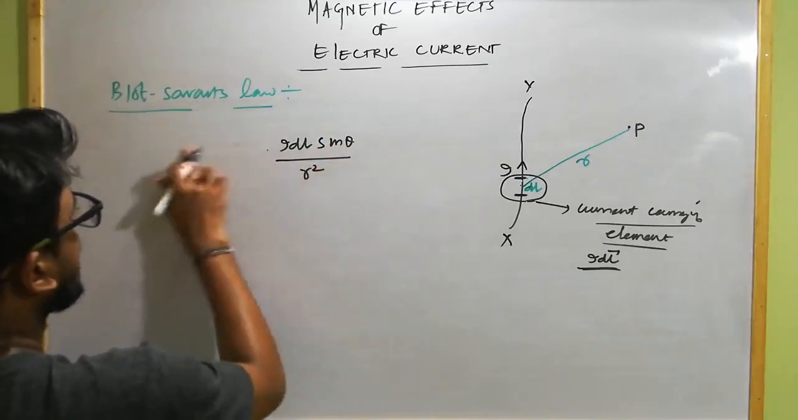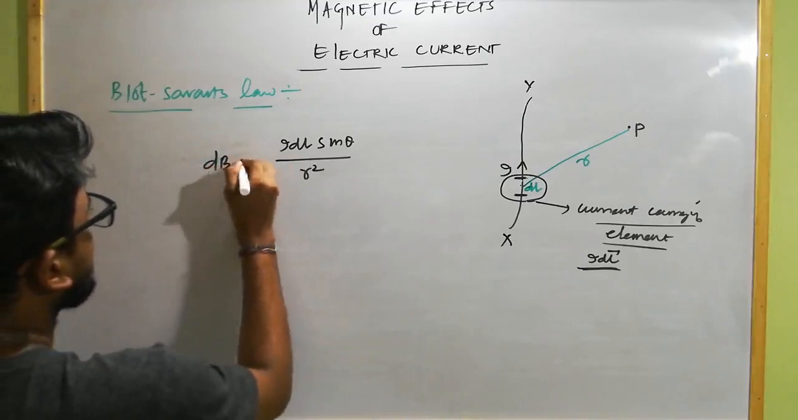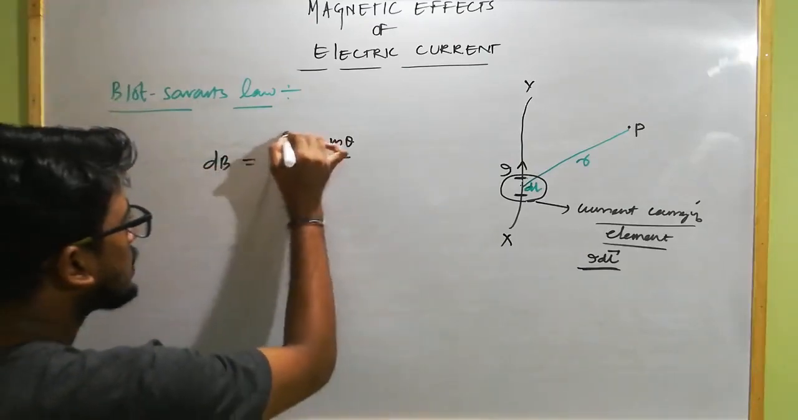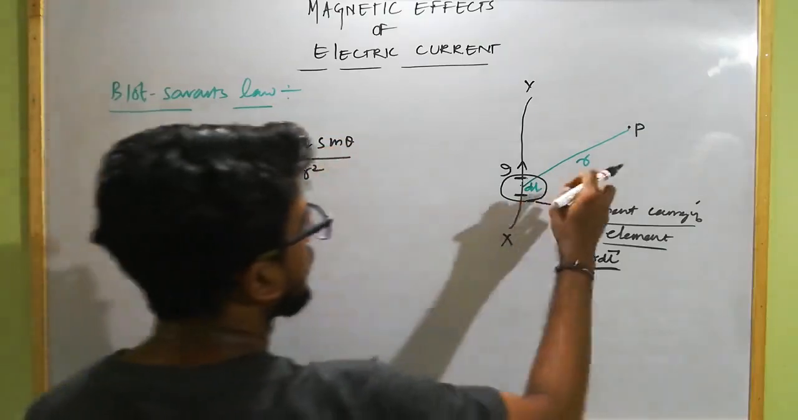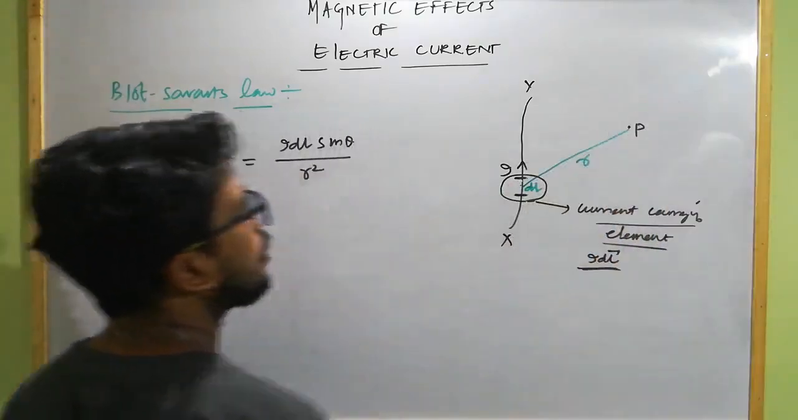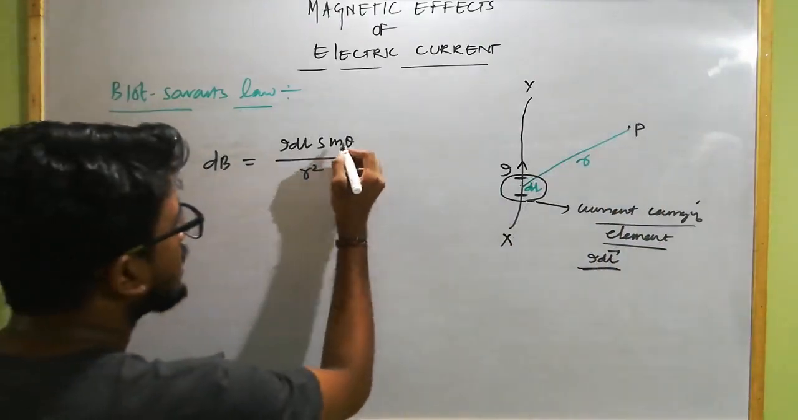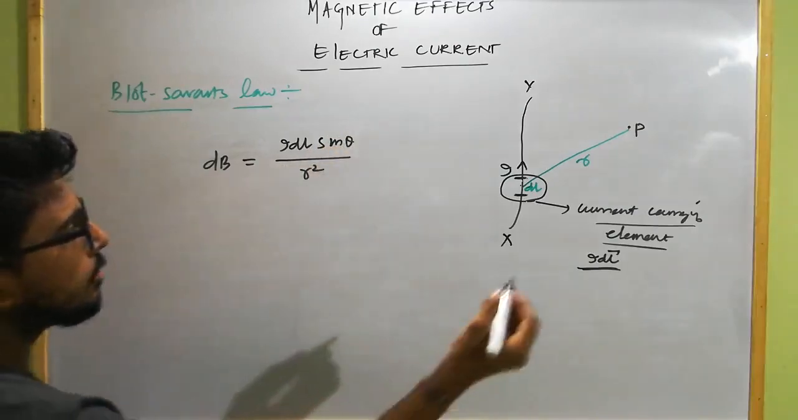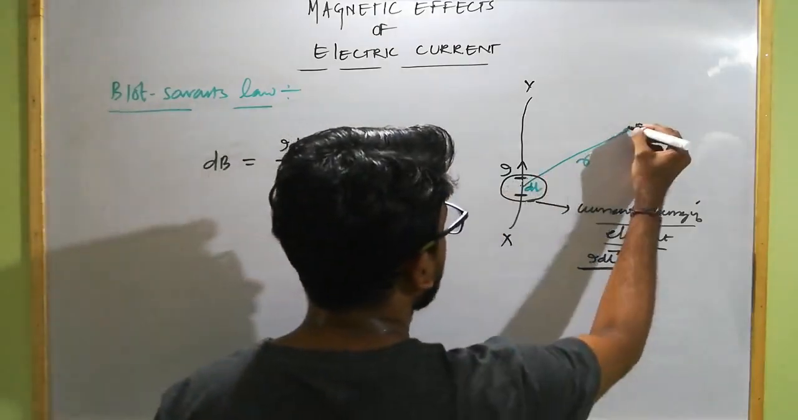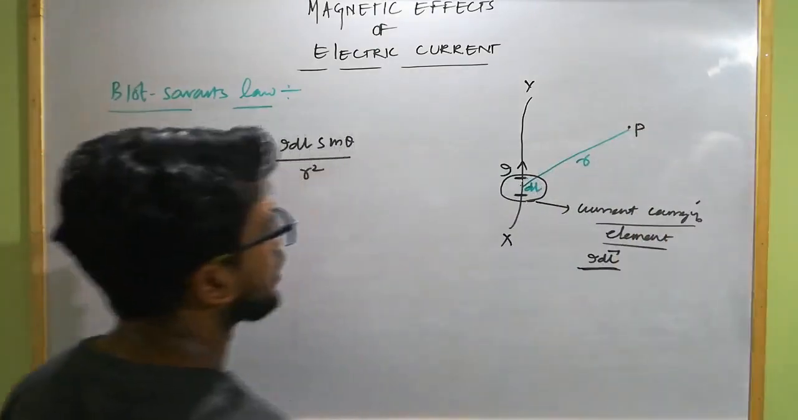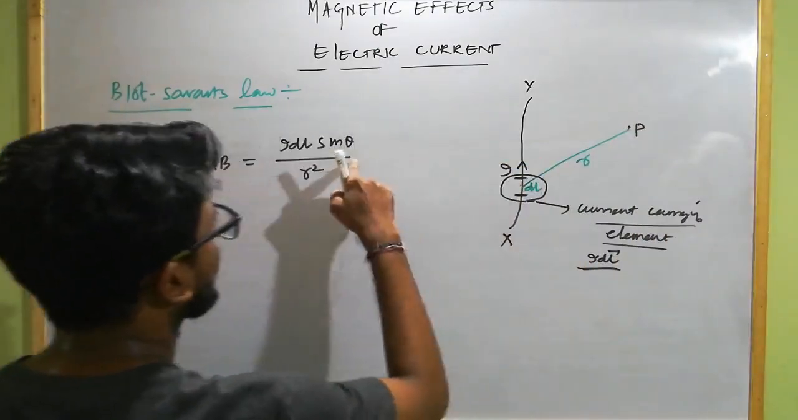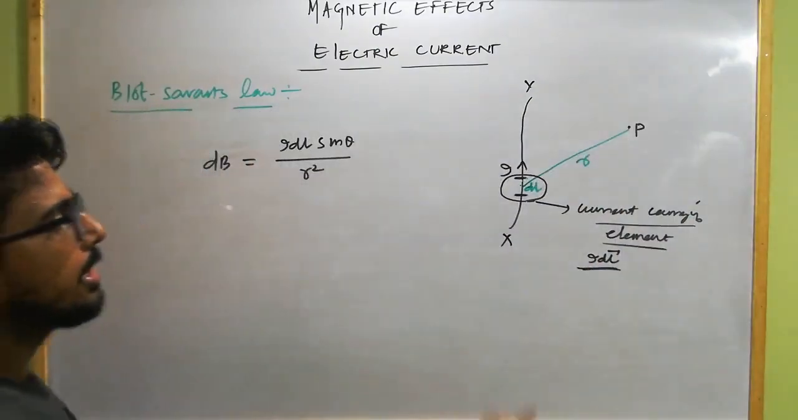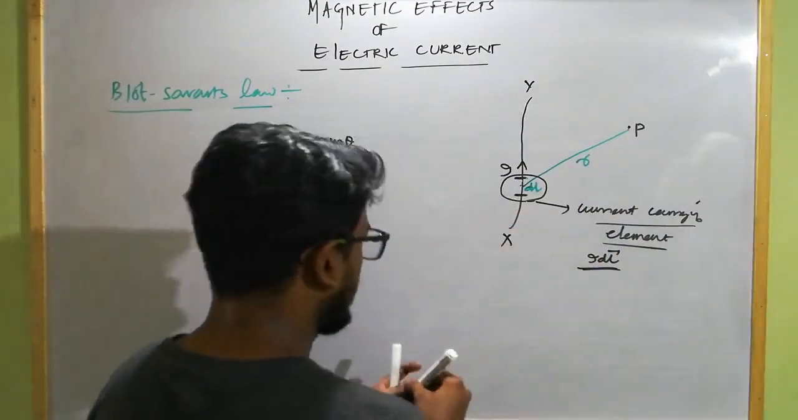Clear? The magnetic field dB at point P is equal to I dl sin theta by r square, where I dl is the current carrying element, r is the separation between the current carrying element and the point of observation P, and sin theta is the sine of the angle between the direction of the current carrying element and the position vector of the point of observation. As the current carrying element is a vector quantity and its direction is always tangent, or along the direction of current, here the current carrying element direction will be like this.